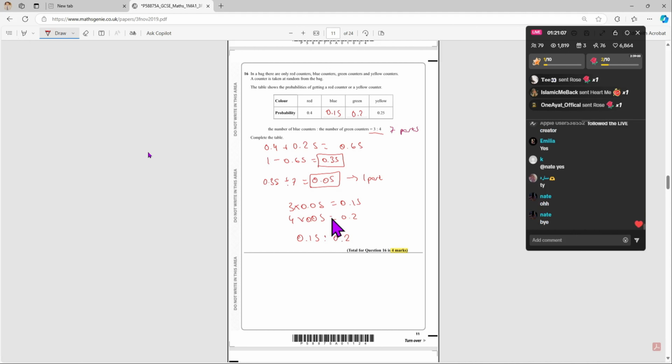So then we know that the probability of getting a blue is 0.15, and the probability of getting a green is 0.2, and that is how you get your probabilities of blue and green. Okay?